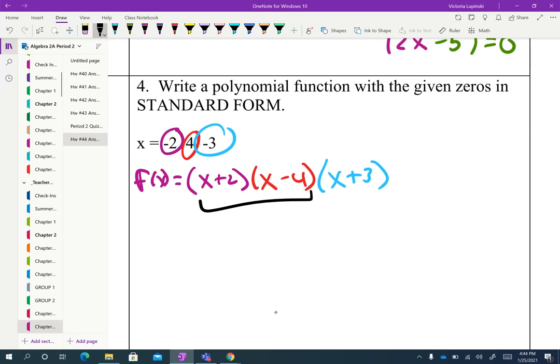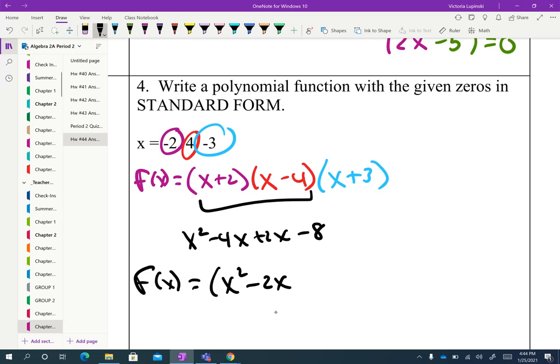So I'm going to do a FOIL. So that's going to be first, outers, inners, and last. Then I'm going to clean that up a bit. So that's going to give me x squared minus 2x minus 8. And then don't forget about that x plus 3.